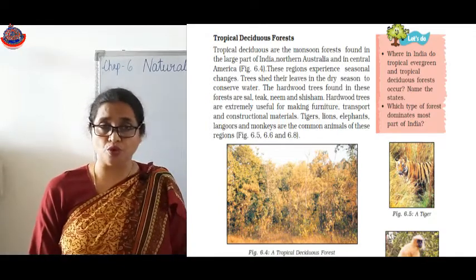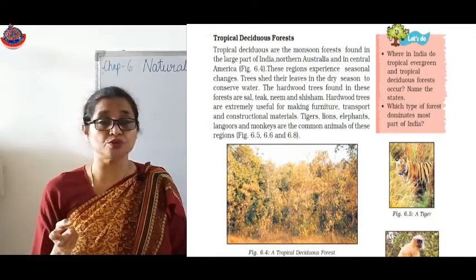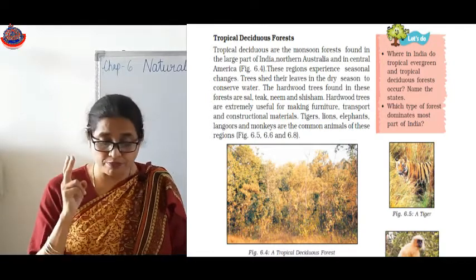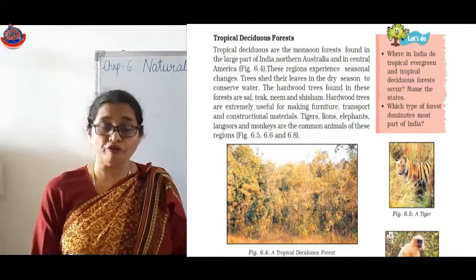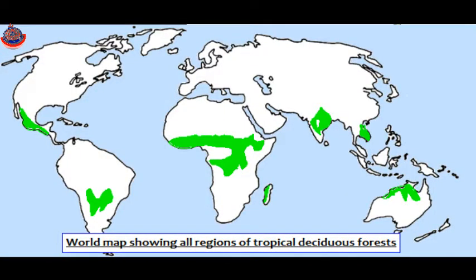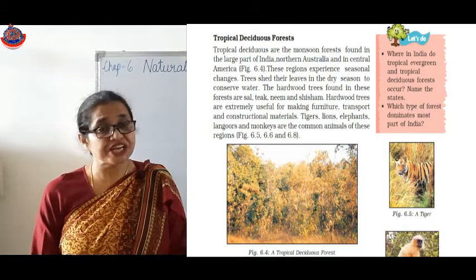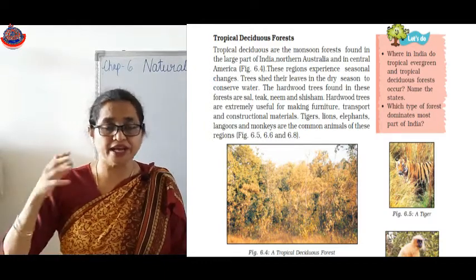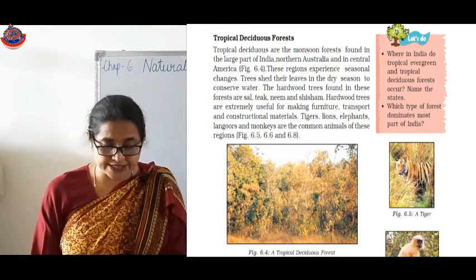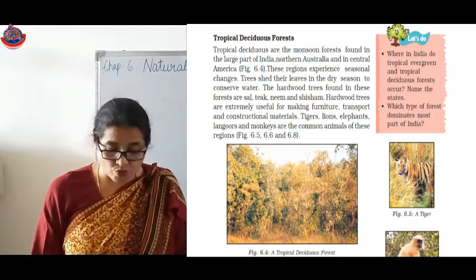The next category of the forest is tropical deciduous forests. They are also called, remember the second names also, the monsoon forests, found in a large part of India, northern Australia and in America. These regions experience seasonal changes. The trees shed their leaves, means the leaves of these trees are thrown off in the dry season to conserve water.